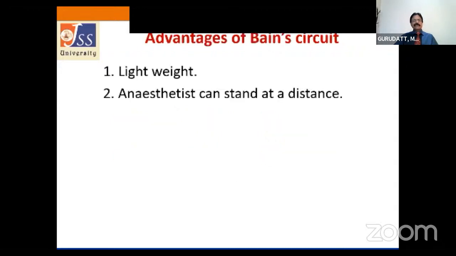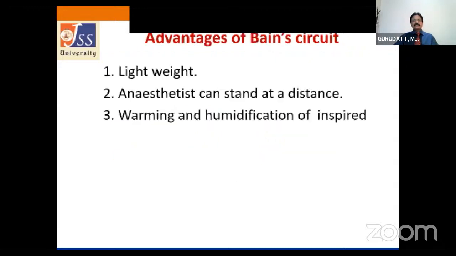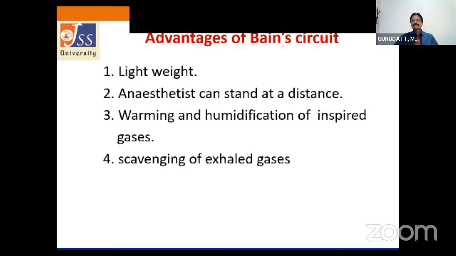See, one is it is lightweight. The anesthetist can stand at a distance. Warming and humidification of inspired gases can occur because there is some amount of mixing of expired and inspired gases. Plus, through the inner tube we have the fresh gases, and through the outer tube the expired gases, which are warm, can also heat up the fresh gases that are going through the inner tube. And scavenging of exhaled gases is also possible.